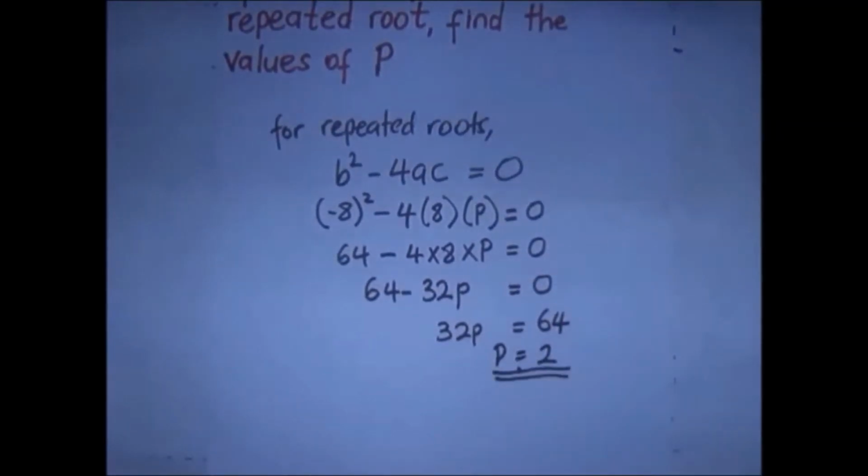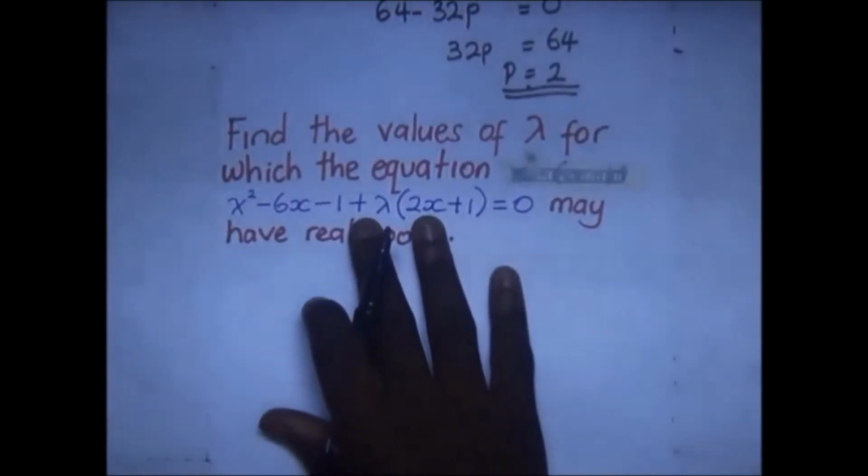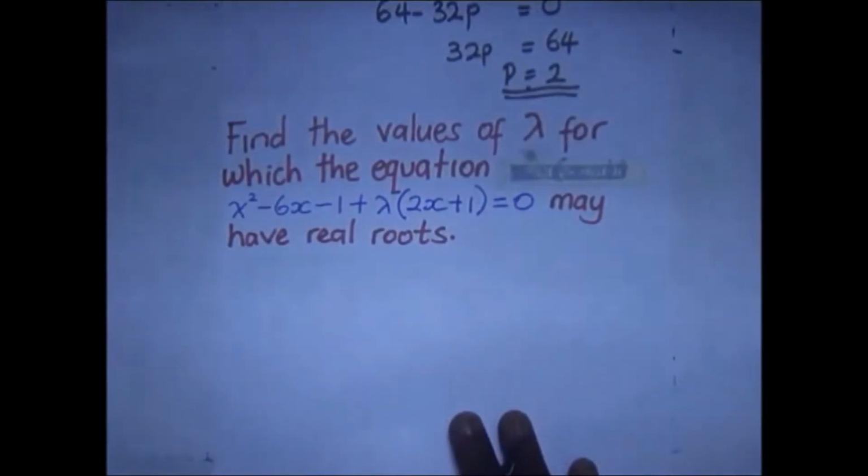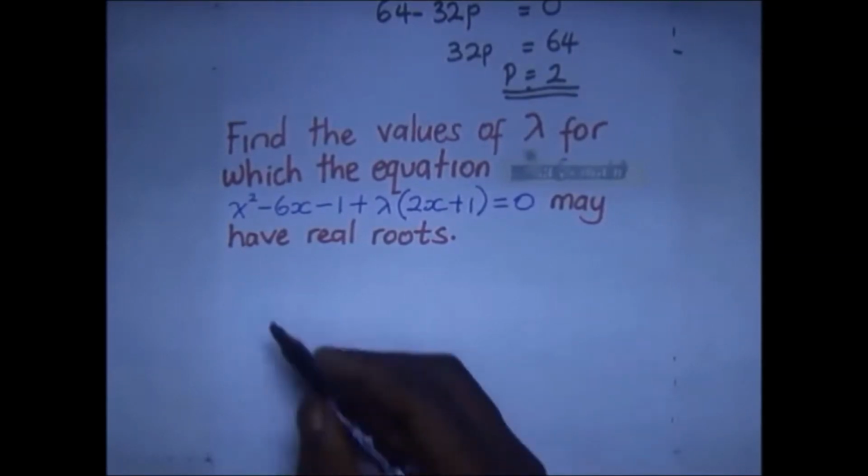So now let's go to a different kind of numbers. We are going to look at numbers that are going to require us to find the range of values of certain variables within quadratic equations. This example is asking us to find the values of lambda, for which the equation x squared minus 6x minus 1 plus lambda into 2x plus 1 is equal to 0 may have real roots. Let's rewrite that equation first.